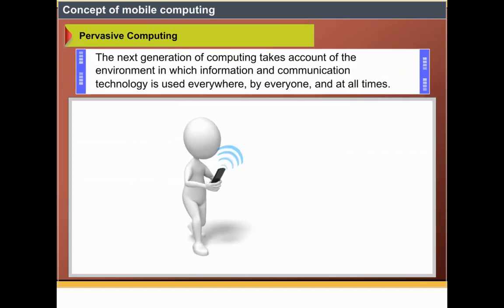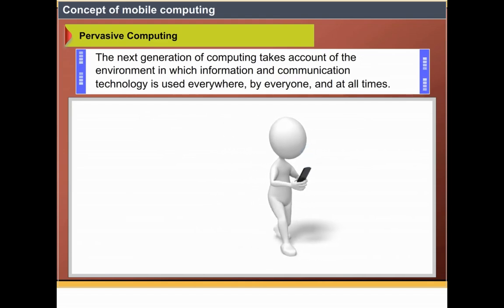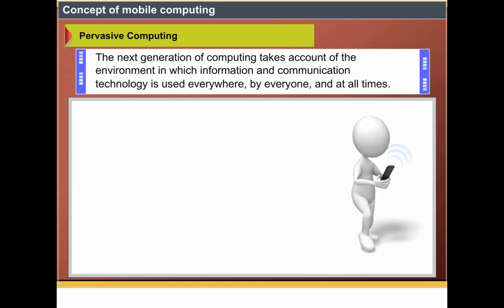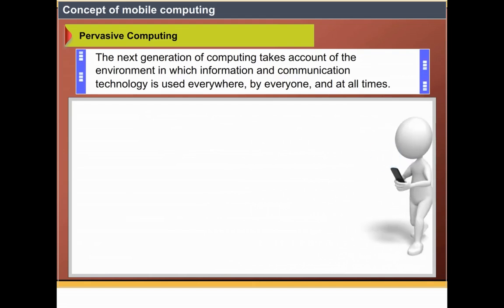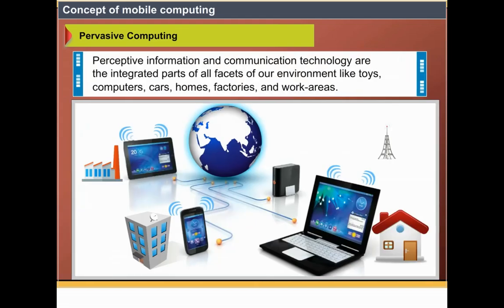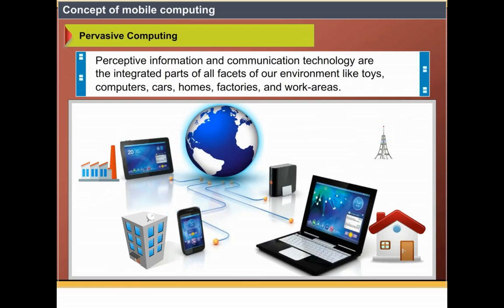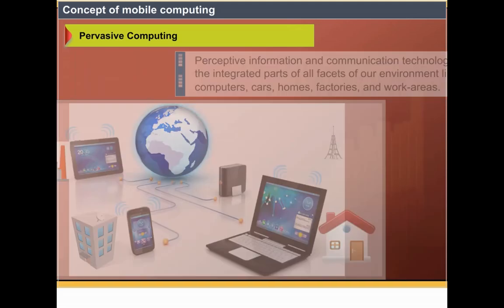The next generation of computing which takes into account the environment in which information and communication technology is used everywhere by everyone and at all times. Assumes information and communication technology to be an integrated part of all facets of our environment such as toys, computers, cars, homes, factories and work areas.